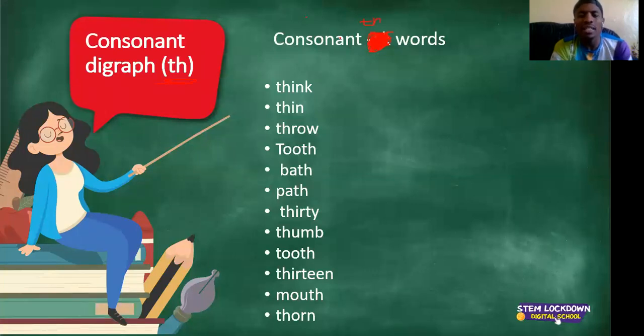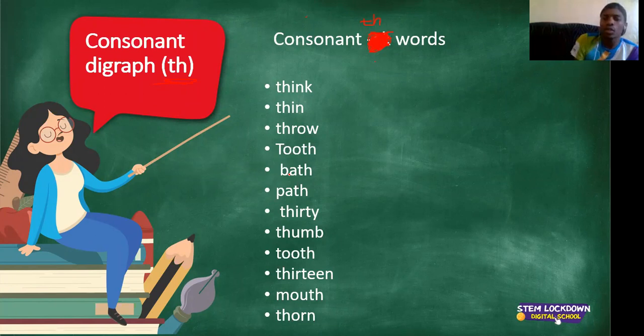I'll teach myself very soon how to write properly using the pen on PowerPoint. Right. So we're looking at th. So looking at words like think, thin, throw, tooth. Tooth is what? We have teeth, right? One of them is a tooth. So if I say, I've got a toothache, it means out of all my teeth, one is painful.